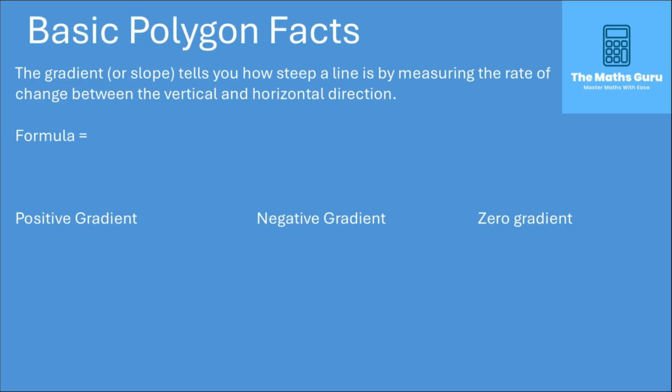So the gradient, or slope as it's sometimes referred to, tells us how steep a line is by measuring the rate of change between the vertical and the horizontal. The way I like to imagine the gradient is like walking up a hill. If it's steep, the gradient is large. So steep equals larger gradient. And if it's flat, this is equal to a zero gradient.